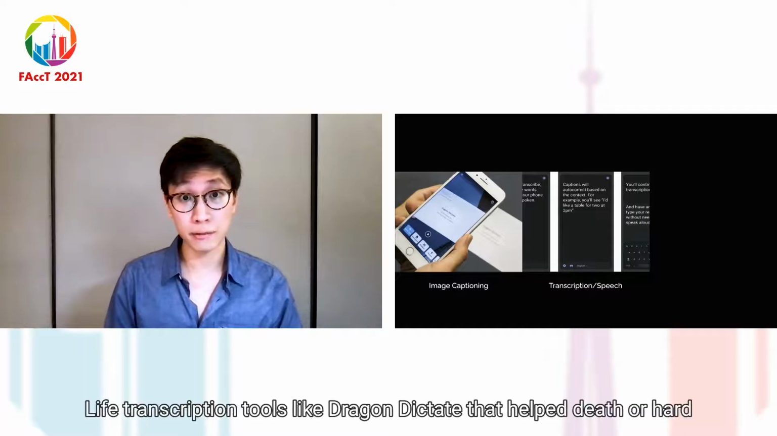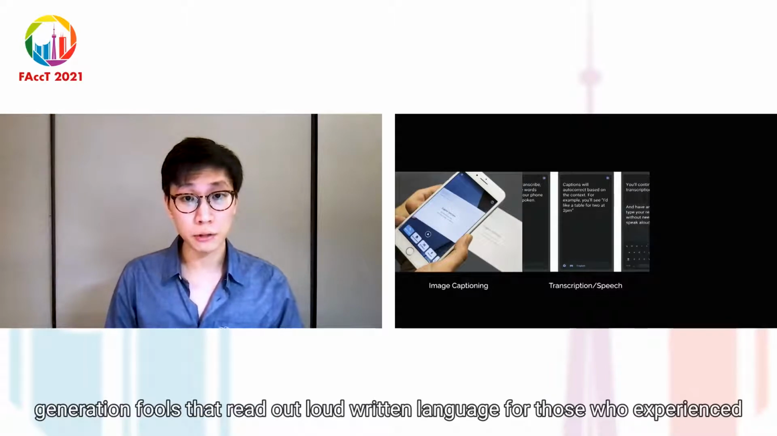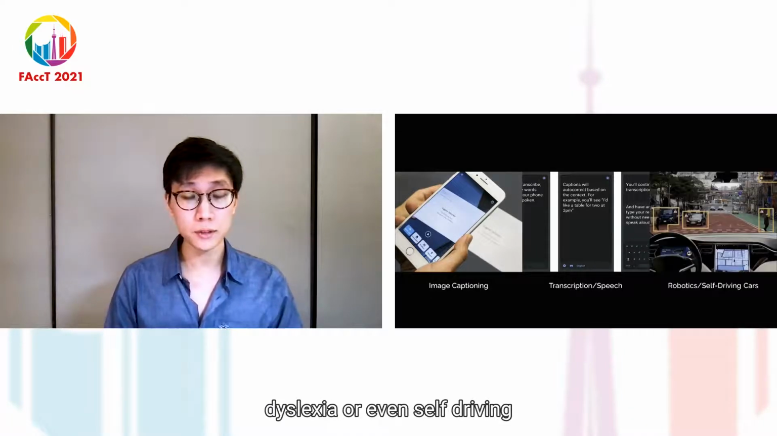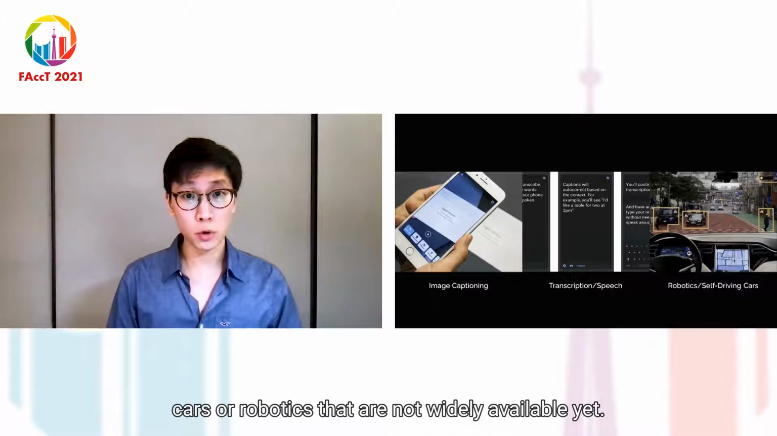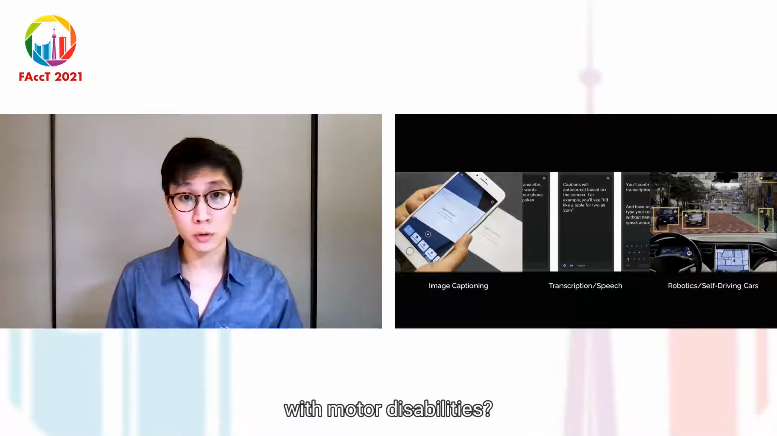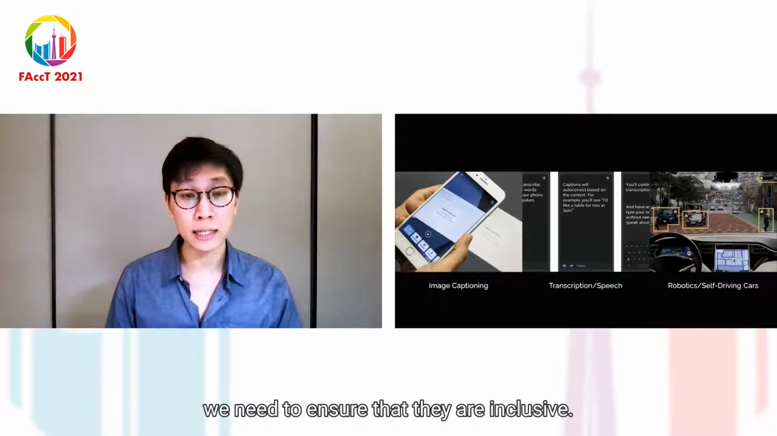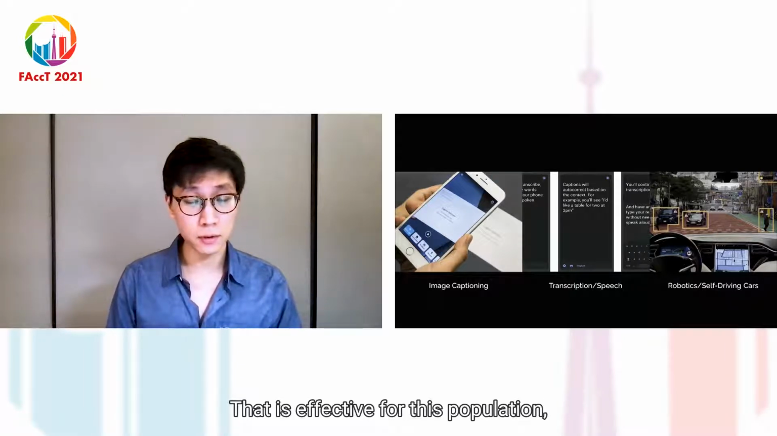Or various live transcription tools like Dragon Dictate that help deaf or hard of hearing users to communicate with others via written language, or speech generation tools that read out loud written language for those who experience dyslexia. Or even self-driving cars or robotics that are not widely available yet, but can possibly offer a greater mobility for those with motor disabilities. But for these applications to actually benefit people with disabilities, we need to ensure that they are inclusive, that is, effective for this population.